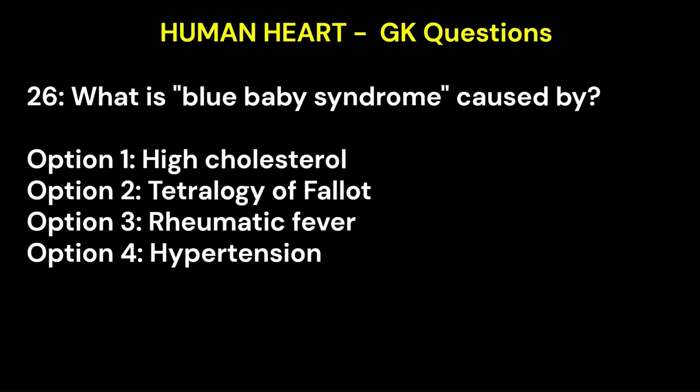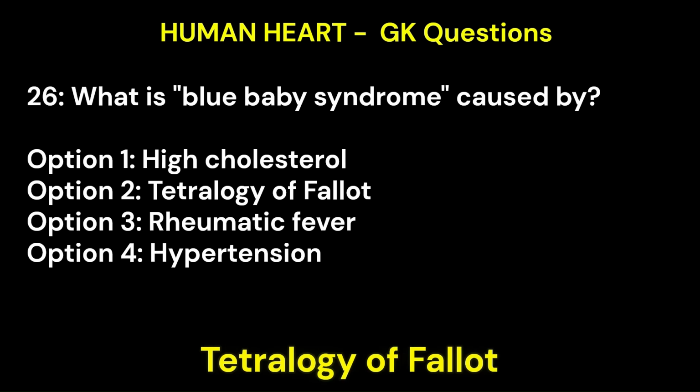Question number 26. What is blue baby syndrome caused by? The options are: Option 1, high cholesterol. Option 2, tetralogy of Fallot. Option 3, rheumatic fever. Option 4, hypertension. The correct answer is tetralogy of Fallot. This congenital defect includes 4 abnormalities, causing cyanosis, blue skin, due to oxygen-poor blood circulation.